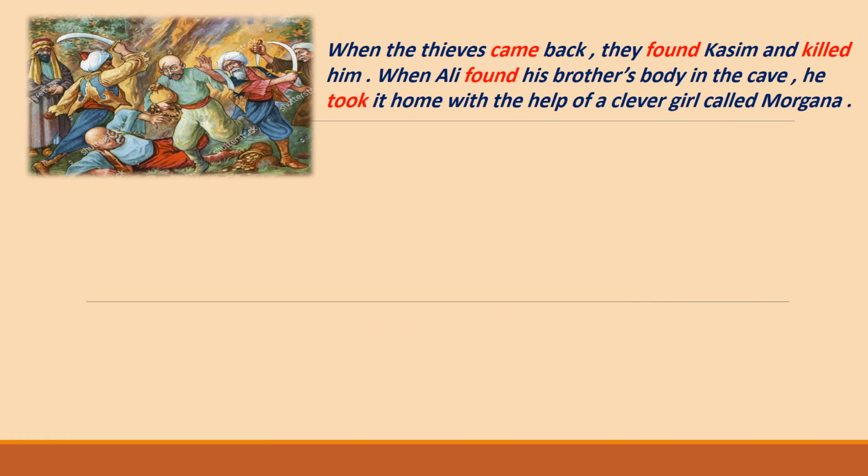When the thieves came back, they found Qasim and killed him. When Ali found his brother's body in the cave, he took it home with the help of a clever girl called Marjana.